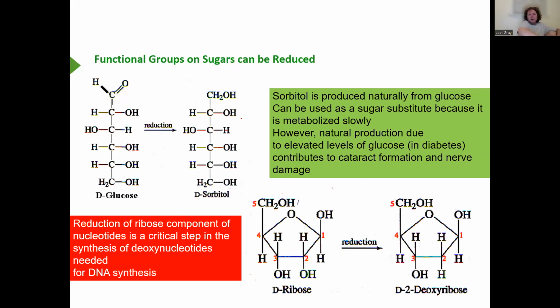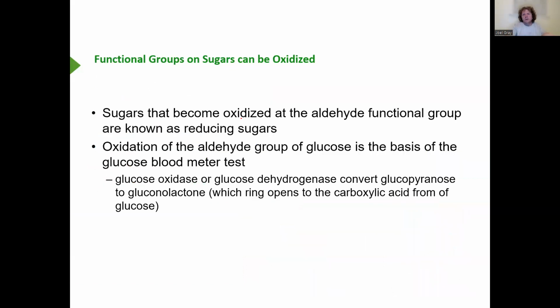With that said, though, another sugar, ribose, here what we've got is D-ribose, our 5-membered aldose. Ribose can be reduced, and when ribose is reduced, it forms a molecule known as 2-deoxyribose. The formation of deoxyribose is essential for DNA synthesis, because if you remember, DNA stands for deoxyribonucleic acid. So there's your deoxyribose.